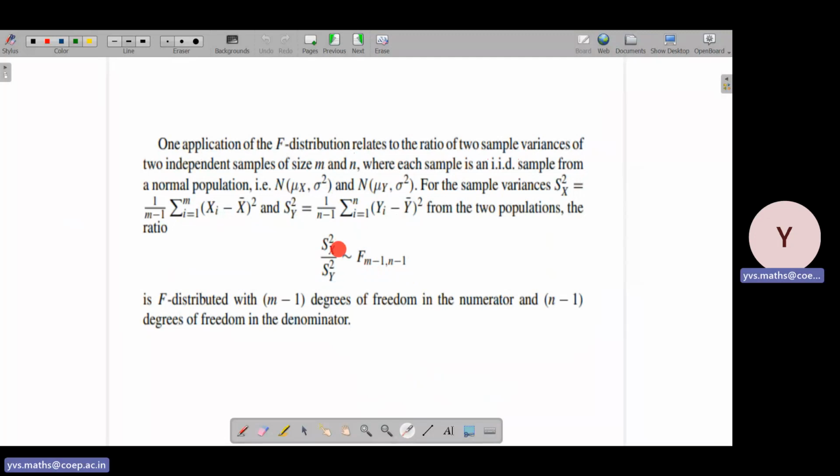So why is the ratio of Sx square and Sy square a ratio of 2 chi-square? Because we have already seen that S square follows chi-square distribution with n minus 1 degrees of freedom, 1 degree less than the sample size. So if m is the sample size of the first sample, then Sx square will be chi-square distribution with m minus 1 degrees of freedom, and Sy square will be chi-square distribution with n minus 1 degrees of freedom. And the basic definition of F statistic says that if we take the ratio of these two chi-square distributions, then they form an F distribution with m minus 1 and n minus 1 degrees of freedom. So you should understand that F statistic comes with 2 degrees of freedom.